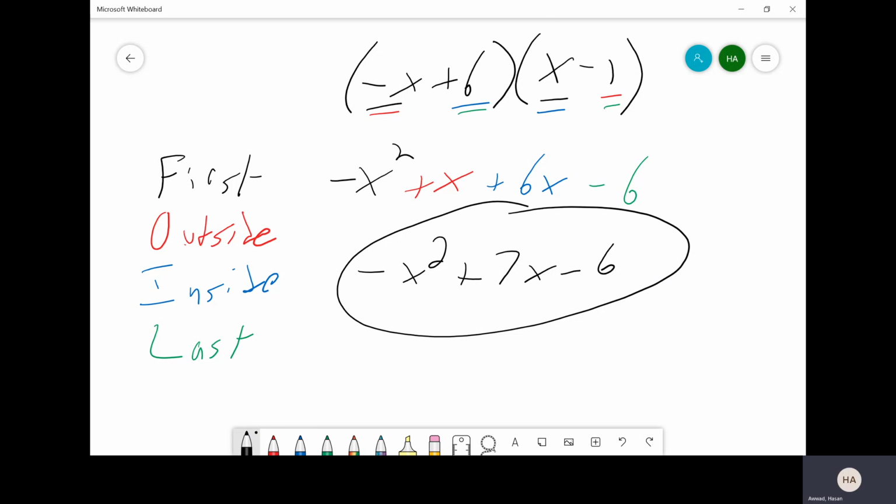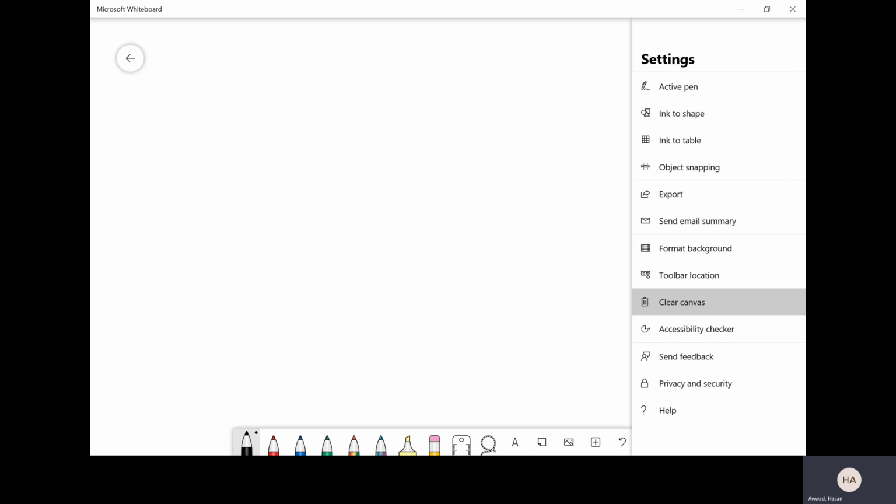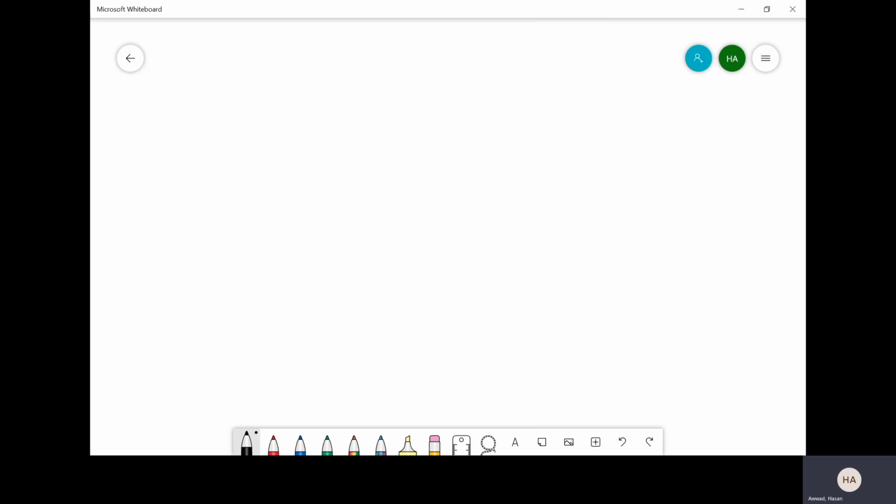Okay, so let me clear this off, and now what I want you to do is give the second classwork assignment a shot, and I'll go ahead and write this one down. So the second classwork assignment is x minus 1 times 5x minus 3. Okay, so go ahead and give that a shot. Again, you're going to apply the same process of FOIL. Give yourself a couple of seconds or a couple of minutes, and then unpause the video when you are ready.